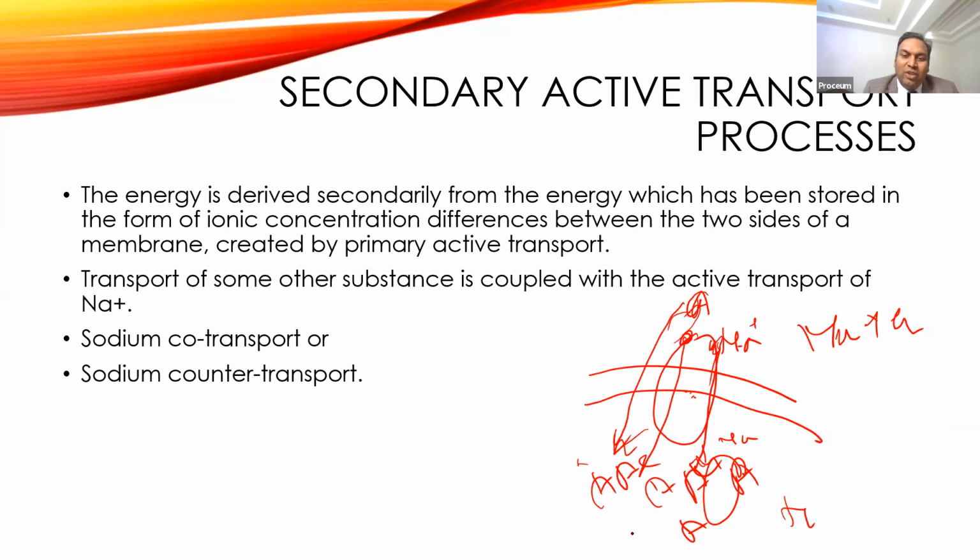Now opposite. Now suppose the chemical has to move outside, then against the concentration gradient there will be the opposite side. Here the chemical attaches, and on this side sodium attaches. Sodium moves inside, and this will pull the chemical outside. So this is how the co-transport and counter-transport work.